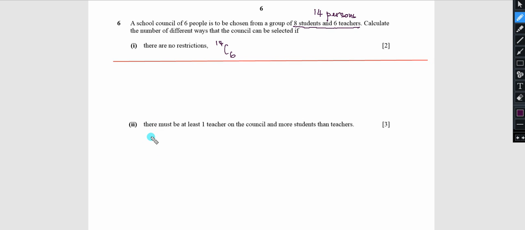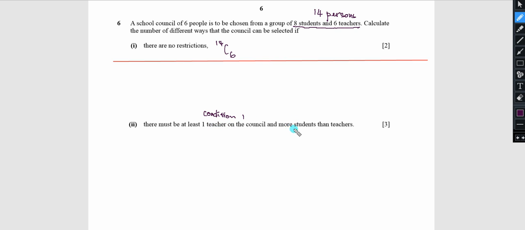Now we're going to look at this question. There must be at least one teacher on the council, and there should be more students. In every case, whether it's 1 teacher, 2 teachers, 3 teachers, there should be more students than teachers. So in fact, there are 2 conditions. Condition 1 is there must be at least 1 teacher. At least means 1 or 2 or 3 or 4, or 5 or 6 teachers. That is one condition.